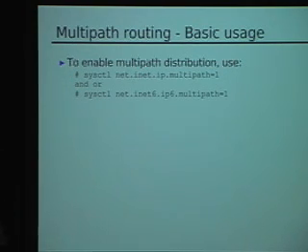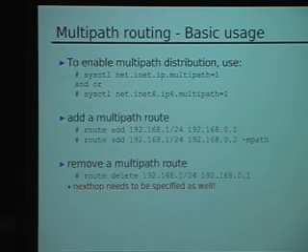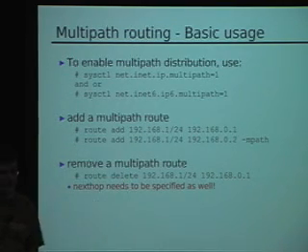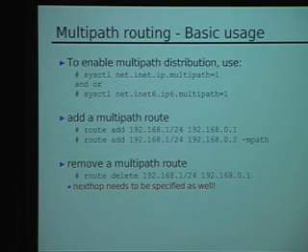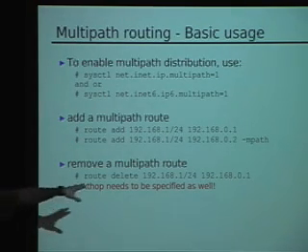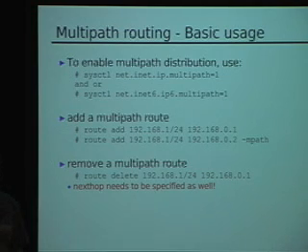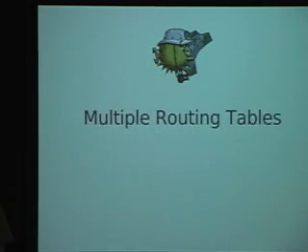You have to enable multipath routing. We have the sysctl switch for that. And this is more or less how you can add and remove routes. If you want to add multipath routes, you normally have to add the -mpath switch to the route command so that it actually accepts the additional route. And if you delete the route, you have to specify the next hop or it will fail.